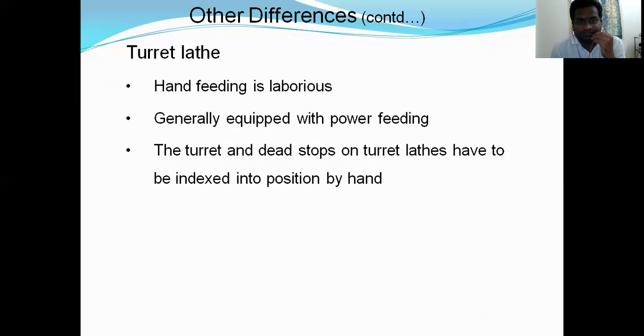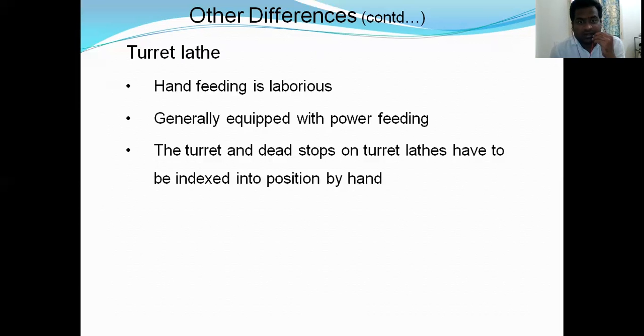That means if we want to control the longitudinal movement of the tool, that should be operated manually, because here the stops are provided on the turret blade. By doing so, the turret longitudinal movement will be controlled. Okay, that is the one point. So that's why it is called hand control.